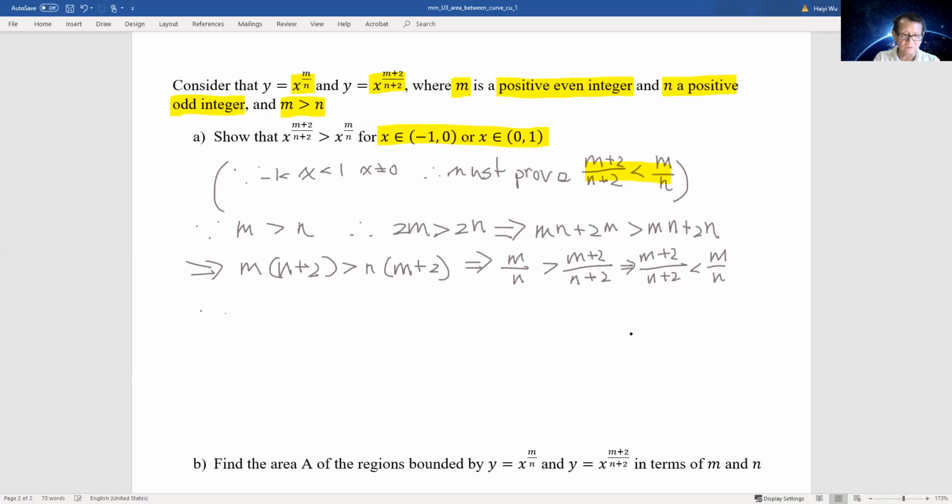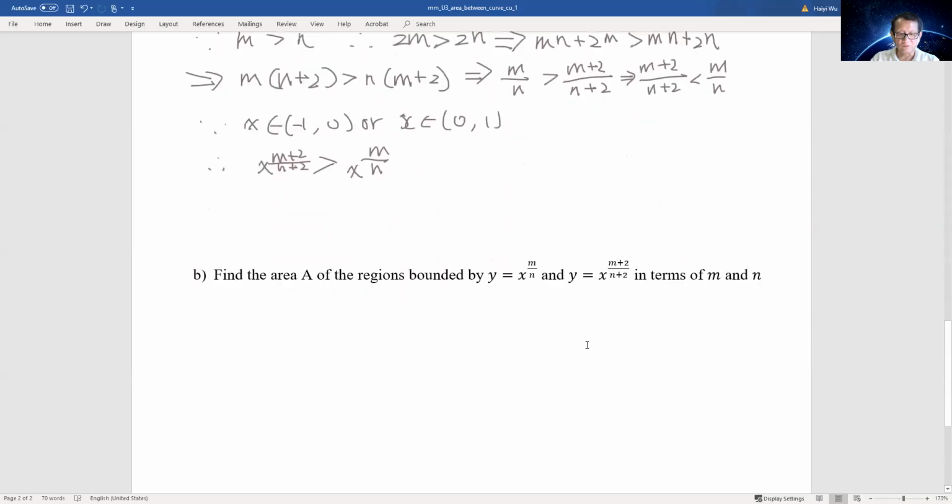We said before that x belongs to -1 to 1 according to our condition, or x also belongs to 0 and 1. Therefore our equation will be proved. Because m plus 2 divided by n plus 2 is smaller, x to the power of that must be greater than x to the power of m divided by n. That's it, we proved the first question. Let's move on to question B.